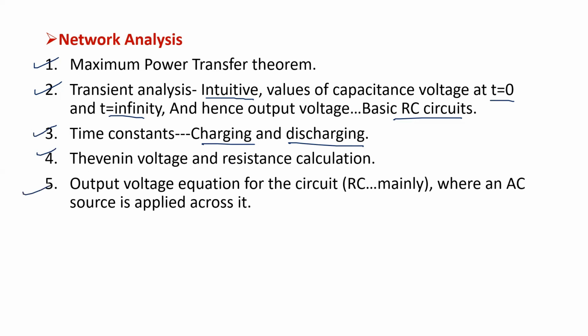And now the output voltage equation for the circuit, mainly RC as I mentioned here, when your AC source is applied. So this thing we basically see: suppose this is your RC circuit, and here you are taking the output V out, and here you are applying the V input, and this input is nothing but a sinusoid, and according to that you will get the output.